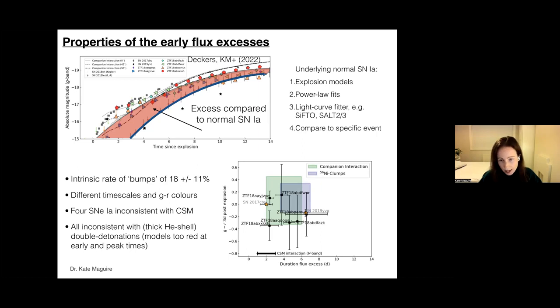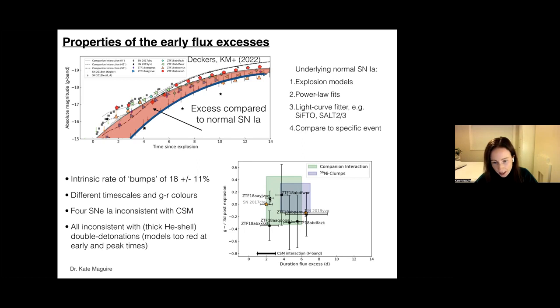We also looked at trying to constrain some of the properties of them in a systematic way. And so that's what the plot on the bottom right is showing. So this is the g-r color 3 days post-explosion against the duration of the flux excess. So there are different ways to measure this. We want to try and compare to models. So you can see down here you have the CSM interaction. This is the rough range that will be covered by these models. And then you have the companion interactions shown as this shaded green. And then this purpley blue is the nickel clump model.